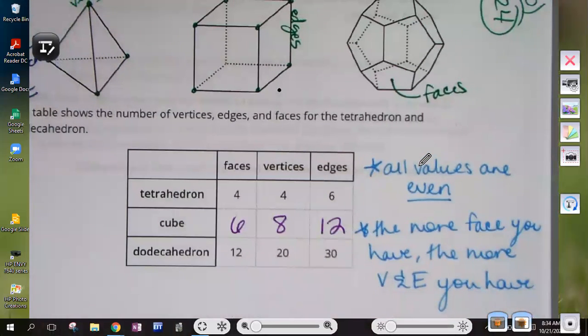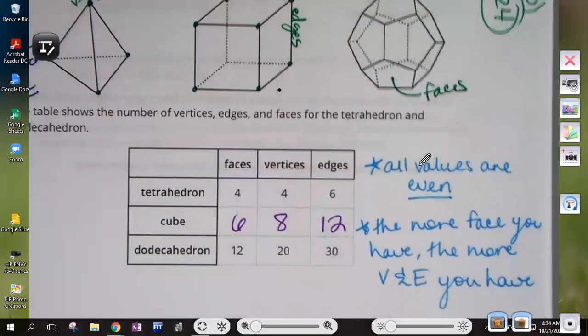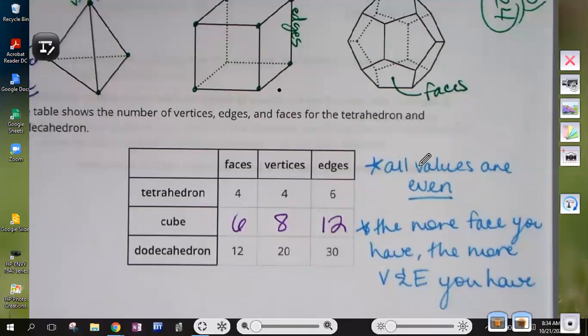Okay, so would you agree with me if I said there's a relationship between the number of faces to the vertices and the edges? That's what Hayden just said by making this statement right here. And I agree with that. So what we're beginning to understand is when we see those relationships where it happens every single time, you can create an equation from that. That's what we're building to.